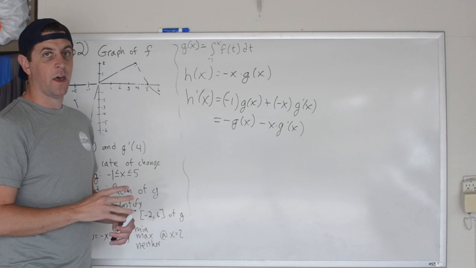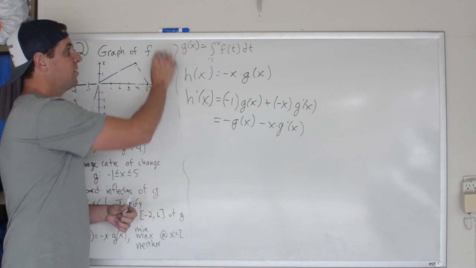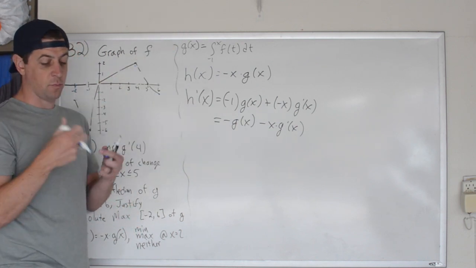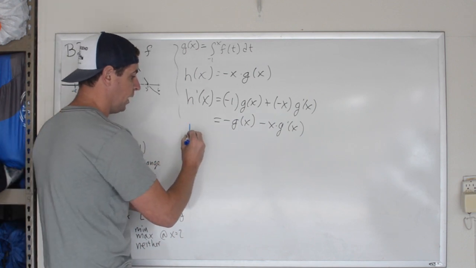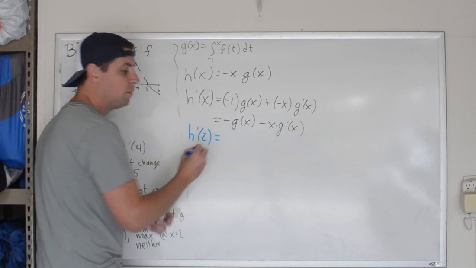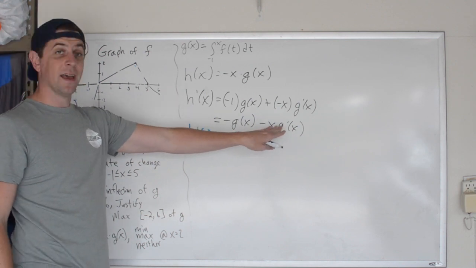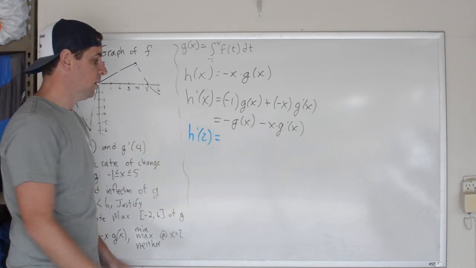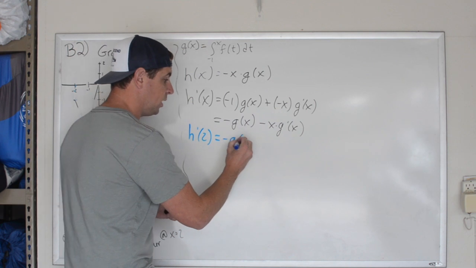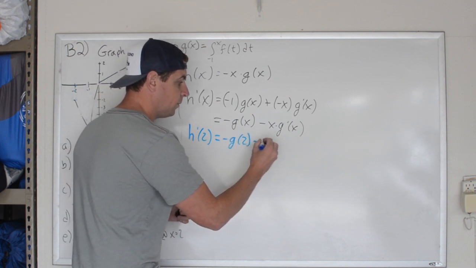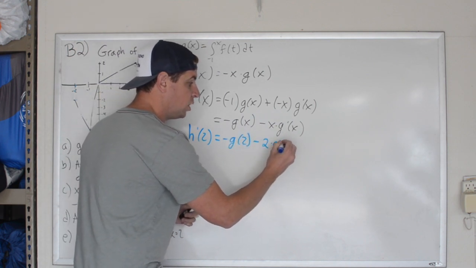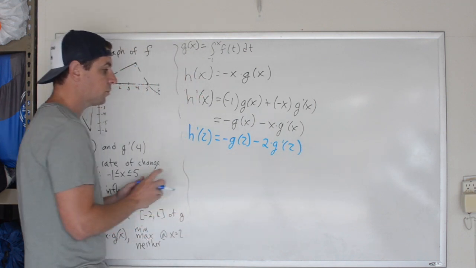My goal now is to evaluate h prime of x at the value of 2, so I'm going to find h prime of 2. So h prime of 2 means I'm putting 2 into g of x, and I'm putting 2 into x and g prime of x. So it's going to be negative g of 2 minus 2 times g prime of 2.